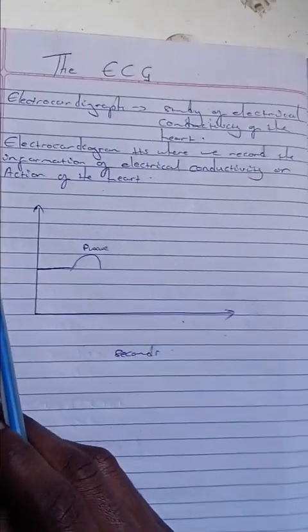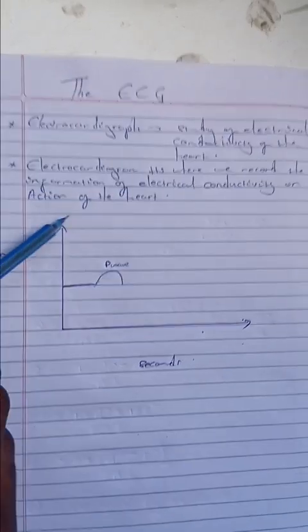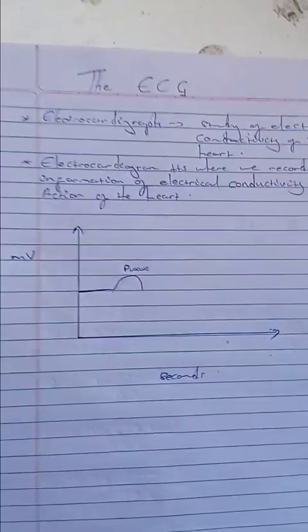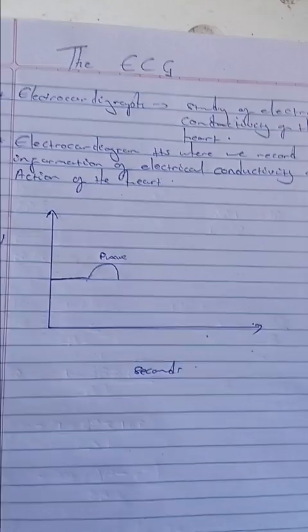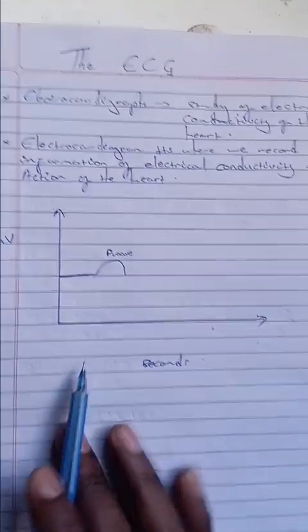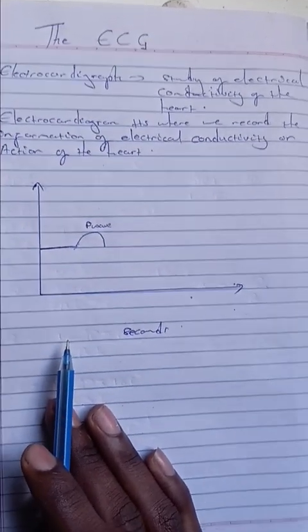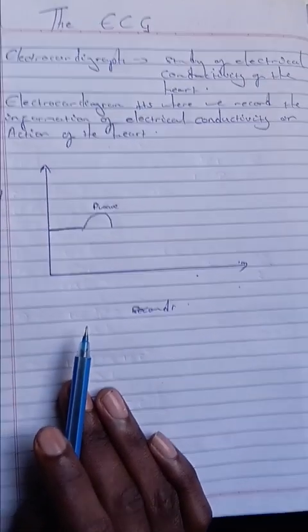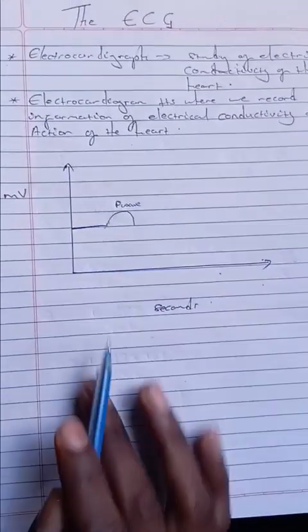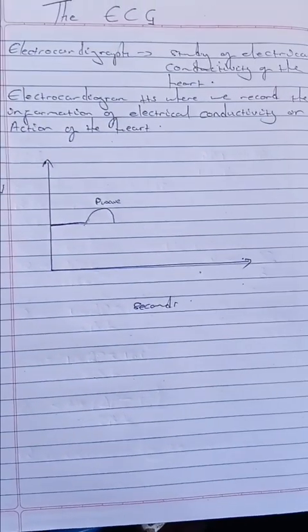The electrocardiogram is measured, or the information is brought by the leads, the electrocardiogram leads, which we are going to place on the board. So the P wave is just the atrial depolarization, the depolarization of the atrium. So this depolarization will create a positive deflection.